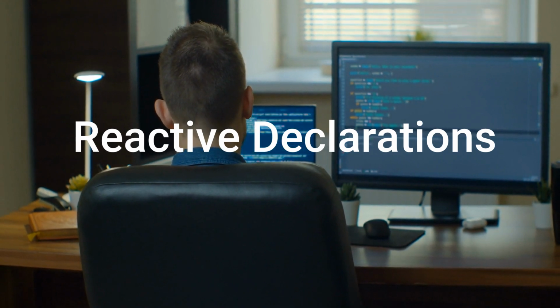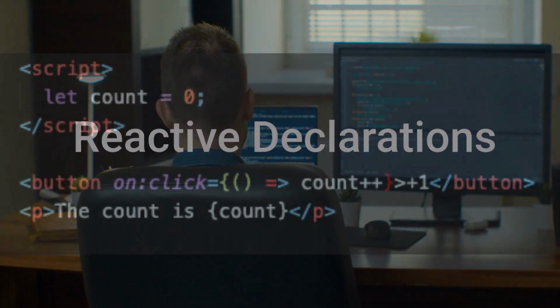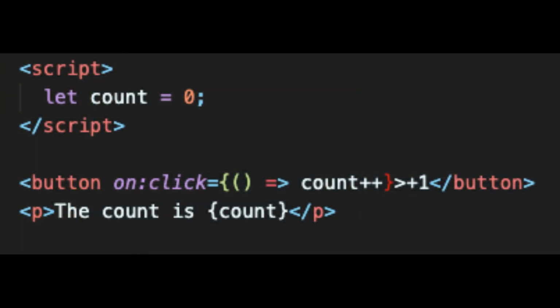To use reactive declarations, you just need to add a dollar sign before your statement. For example, let's say we have a simple counter app that has a button to increment the count and a label to display it. In Svelte, we can write it like this. This works fine, but what if we want to add some extra functionality like doubling the count every 10 seconds or showing a message when the count reaches a certain value?